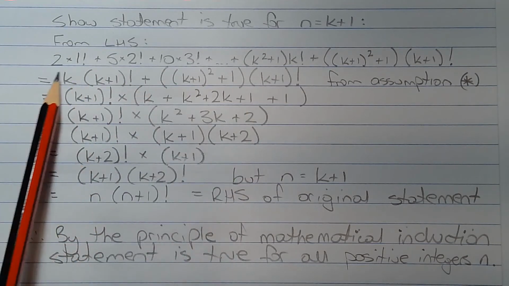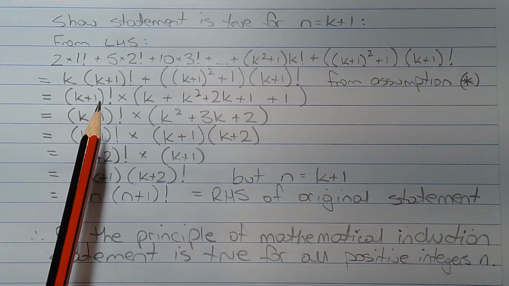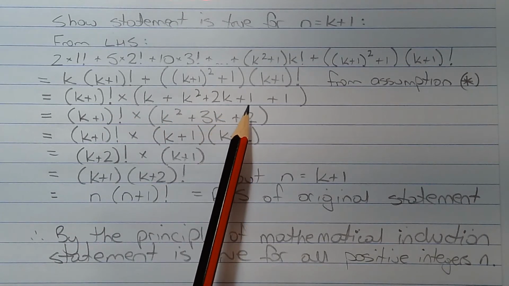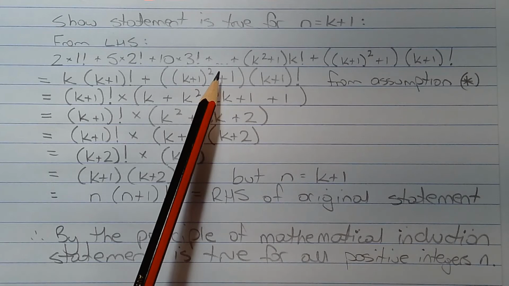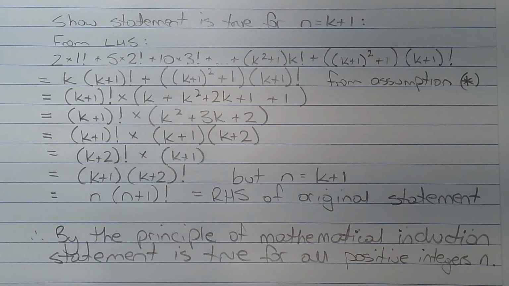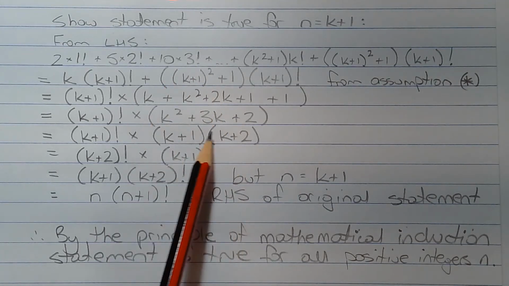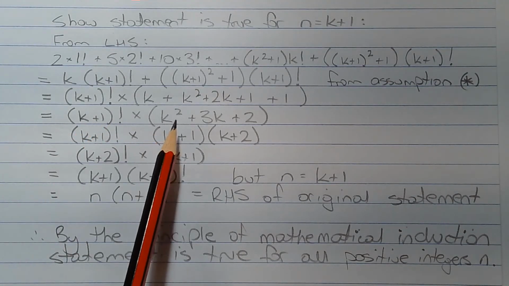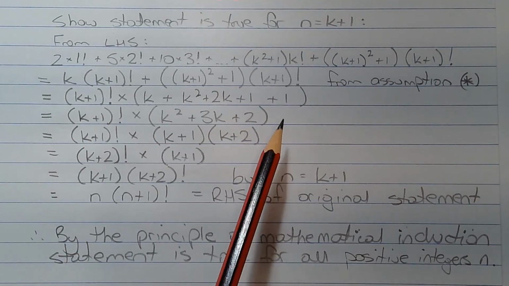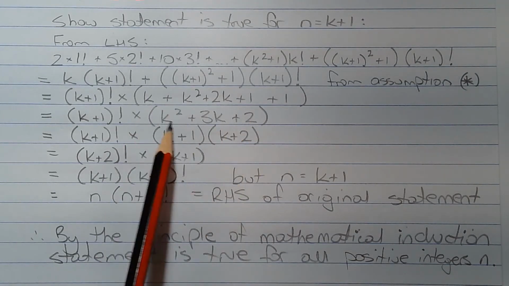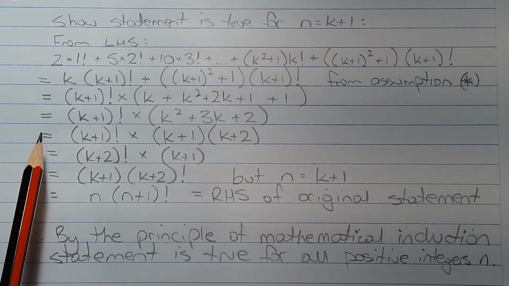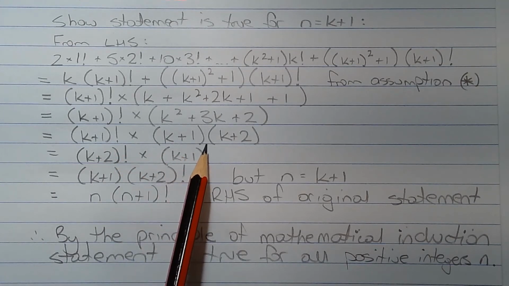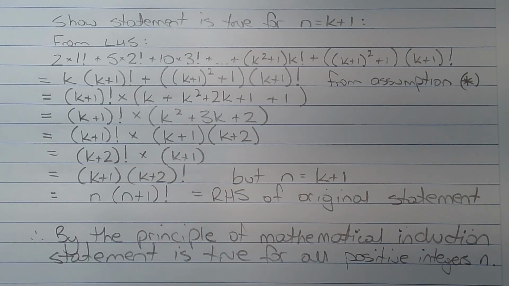So factorizing this expression, we have (k plus 1) factorial times (k plus k squared plus 2k plus 1 plus 1), by expanding this bracket here. Next, we collect the like terms. So that equals (k plus 1) factorial times (k squared plus 3k plus 2). Now we have a non-monic quadratic here, which can be factorized. This equals (k plus 1) factorial times (k plus 1) in brackets times (k plus 2) in brackets.